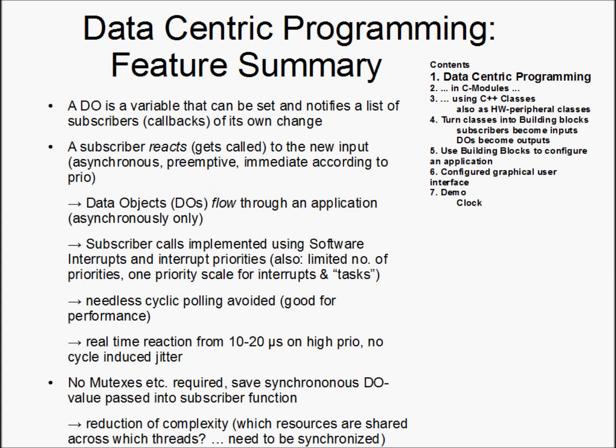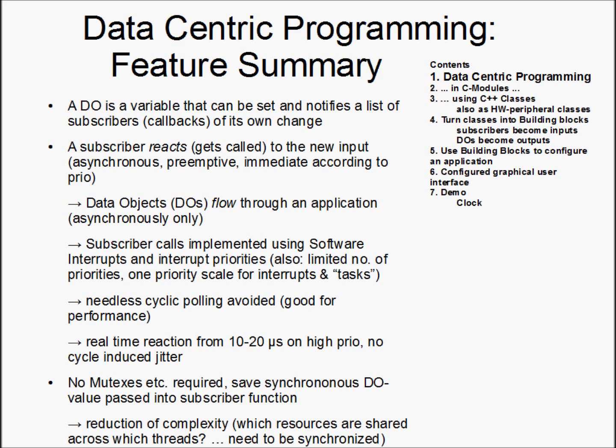Before carrying on, I want to briefly summarize the features of data-centric programming as discussed so far. The data object is a thing with a value that is able to notify other entities, namely the subscribers, of its own change. In a system of such data objects and subscribers, the data triggers itself through an application. As a result, the reaction will always be as fast as possible for a given priority. Subscriber functions are callback functions that receive new data through a parameter passed into the function call.